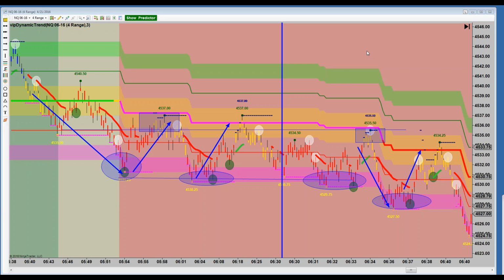Let's face it. Whenever you pull the trigger on a trade, any trade, what are the odds of you having a winning or losing trade? What are the odds? Any trade. What's the odds? 50-50. Right?